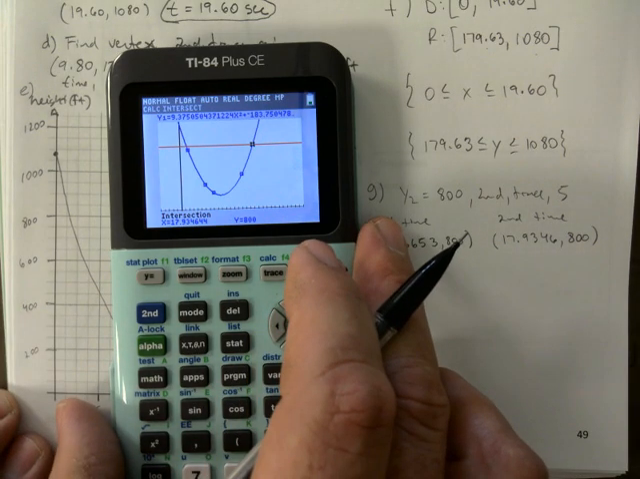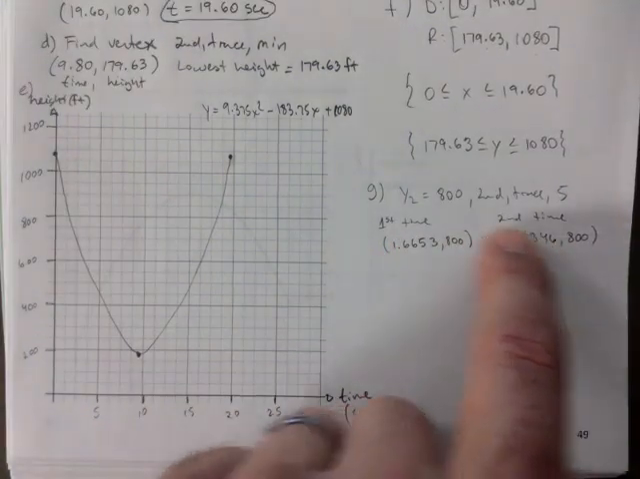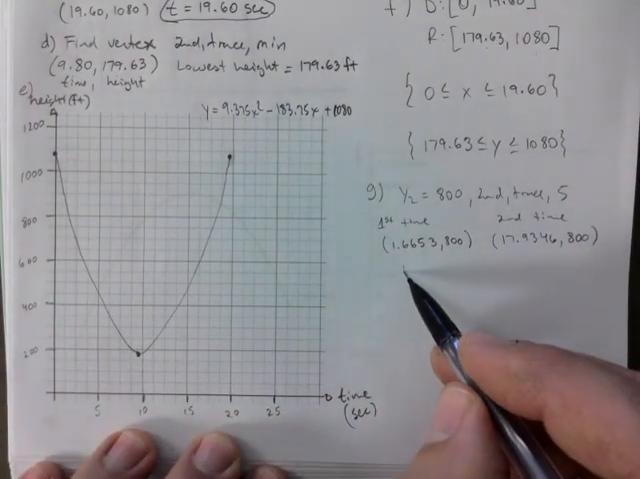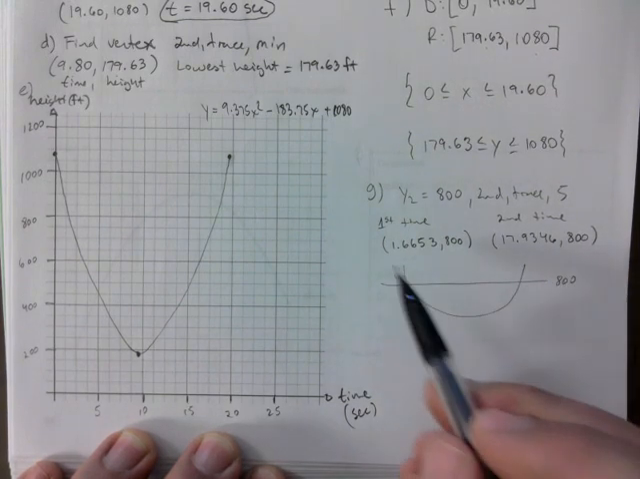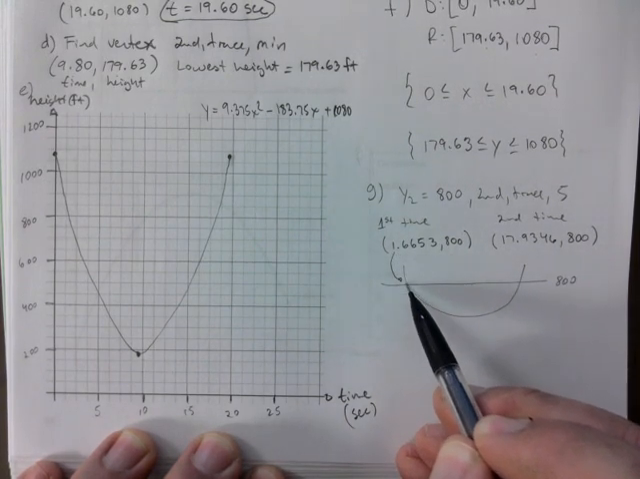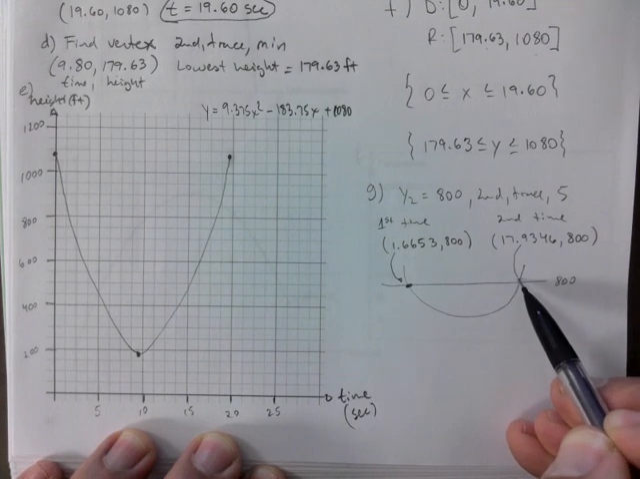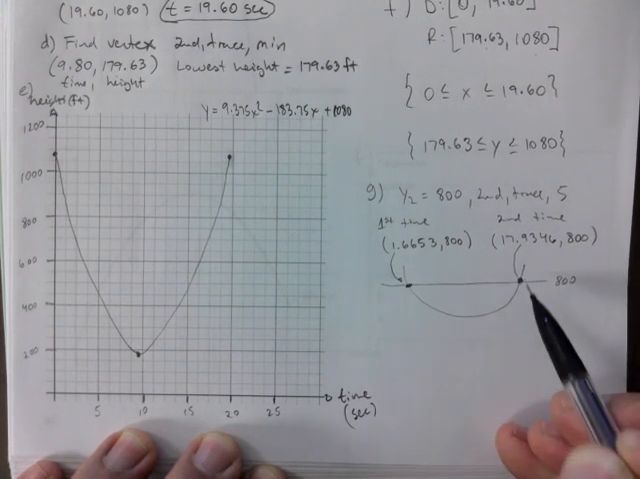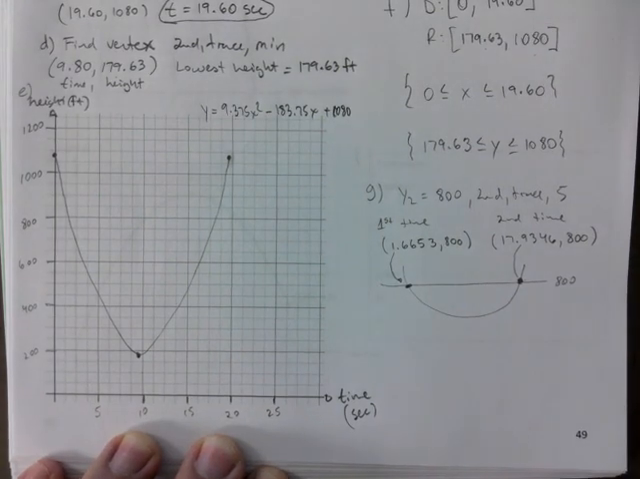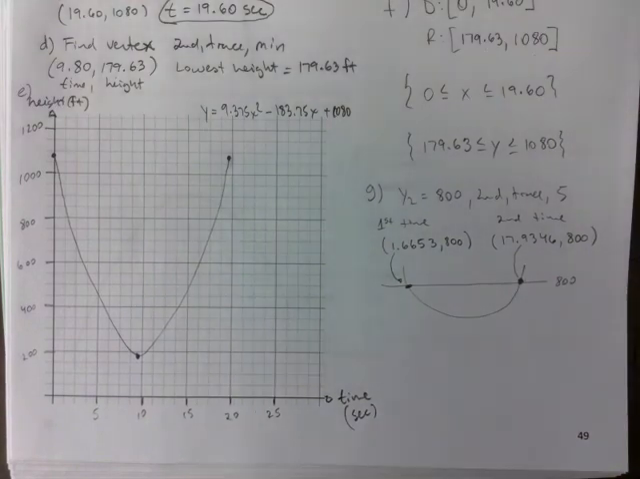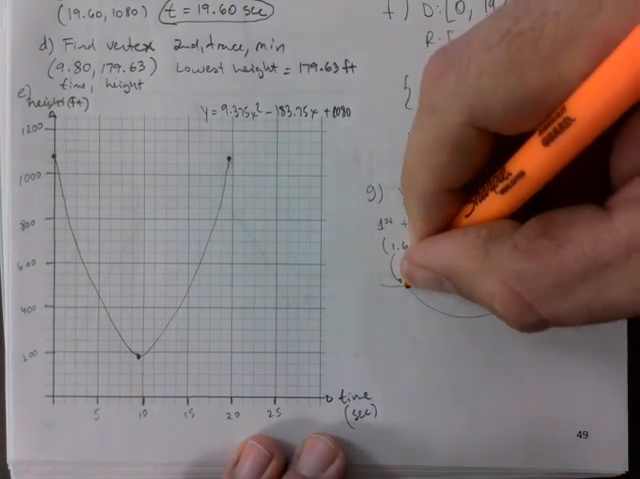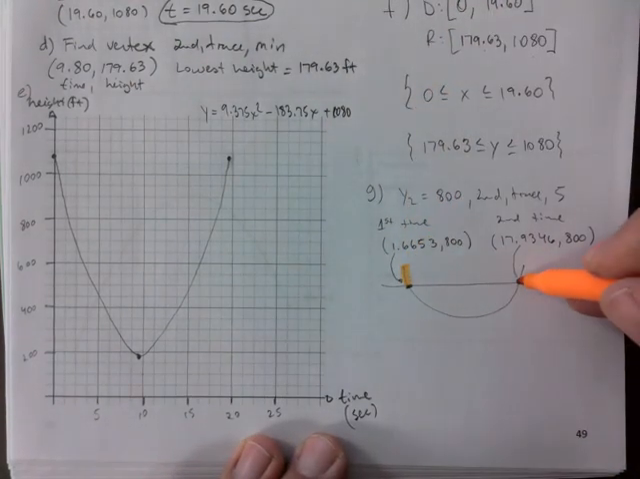Okay. So it happens twice, right? I'm going to do this. This is the 800 line. And so this is the first instance. And this is the second instance, right? So it happens twice. So what is it asking for? At or above, right? So we are interested in these sections right here. We're interested in how long did you spend here and how long did you spend there.